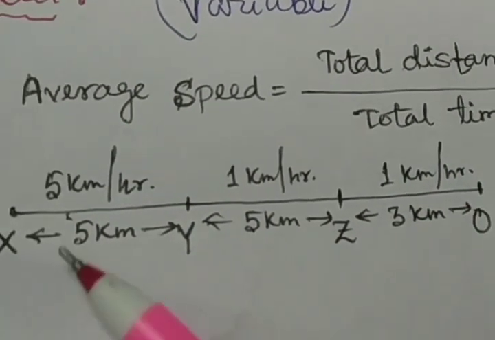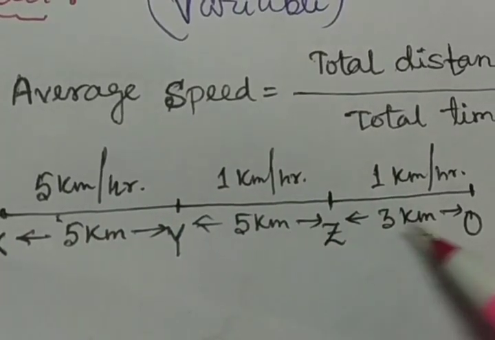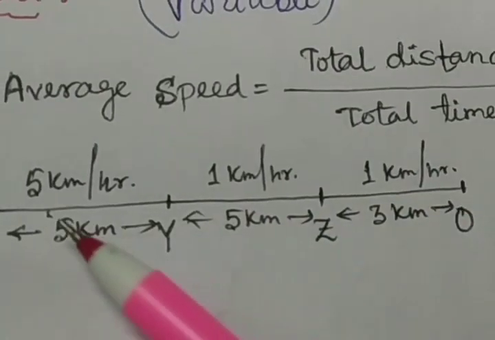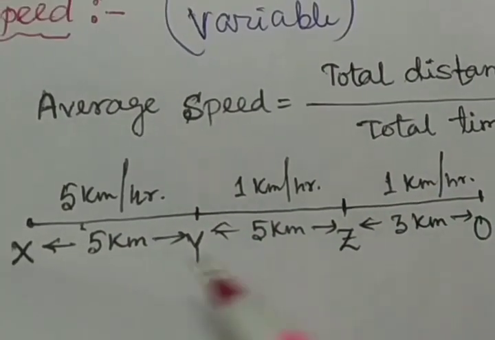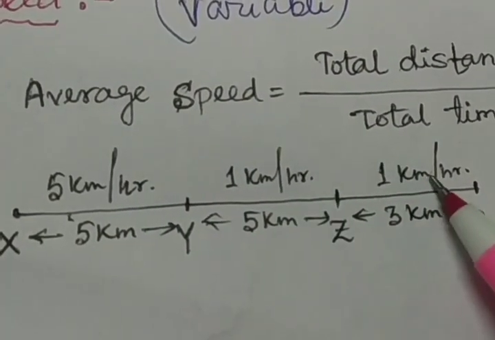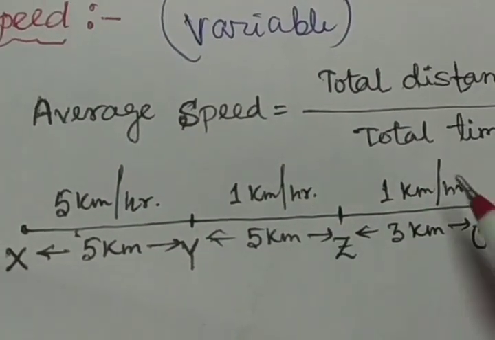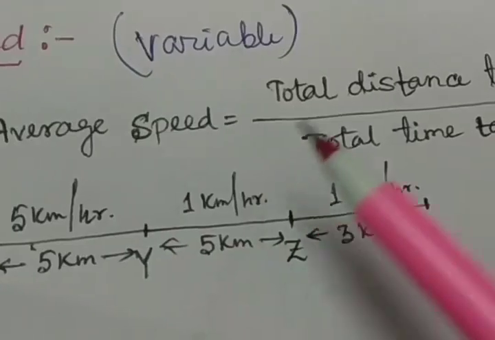So do you understand? This is 5 km, 5 km, 3 km, but it is continuously changing its speed, from 5 to 1, and so on. Continuously changing speed means you have to calculate the average, and average is total distance by total time taken.